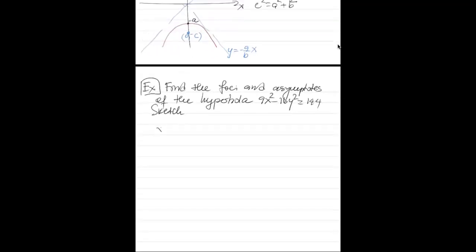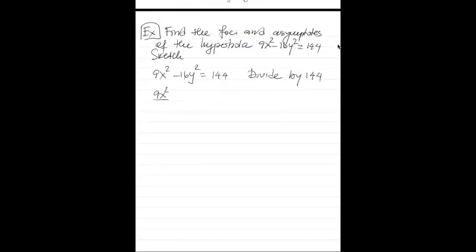So we start with our equation, and we need to rewrite it so it fits our formula. We're going to divide all terms by 144. We want to get 1 on the right side. So 9x squared over 144 minus 16y squared over 144 equals 144 over 144. Cancel and simplify, and we have x squared over 16 minus y squared over 9 equals 1.